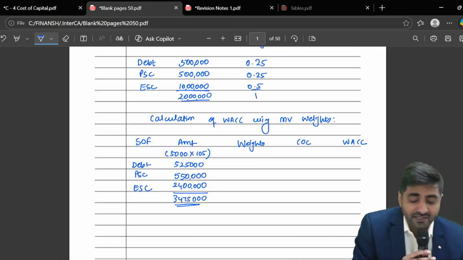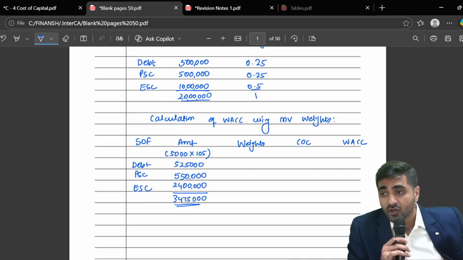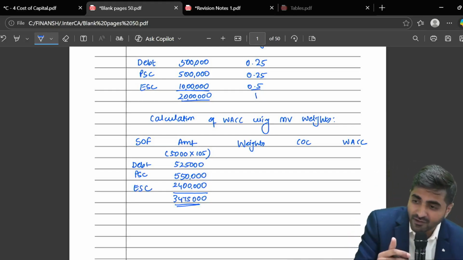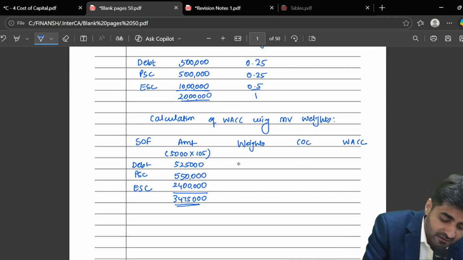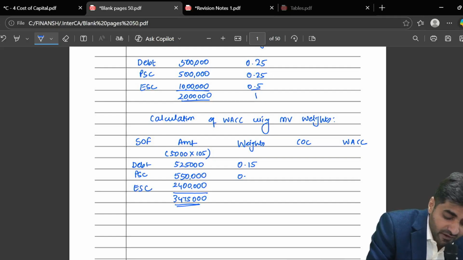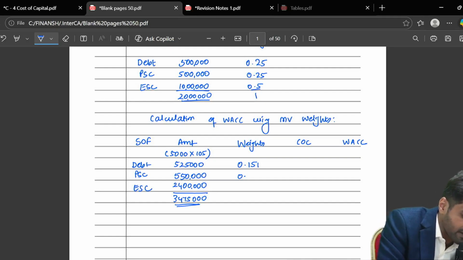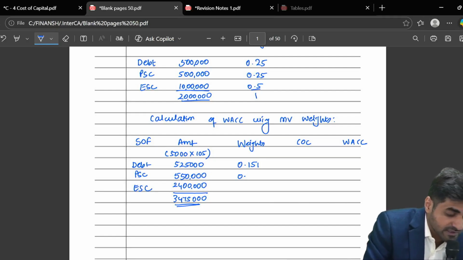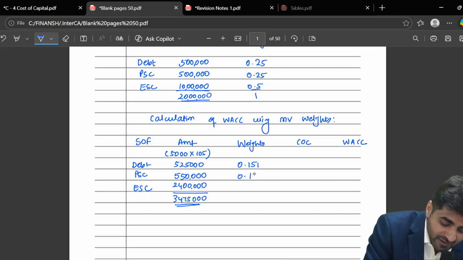Okay. Now give me the weights. Can I say the first weight will be 5 lakh 25,000 divided by 34 lakh 75,000? What is this? So see, this is 5 lakh 25,000 and you divide that by 34 lakh 75,000. This is 0.151. I am writing it down. And then 5 lakh 50,000, if I divide that by 34 lakh 75,000, this is 0.158. So I'll write down this as 0.16.